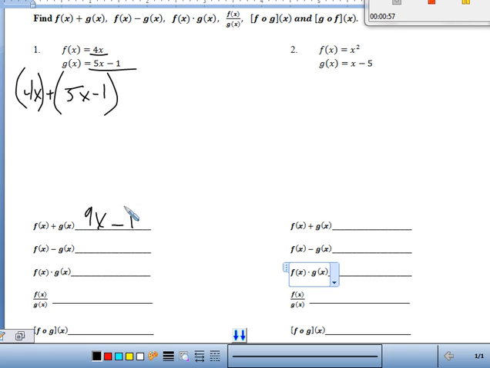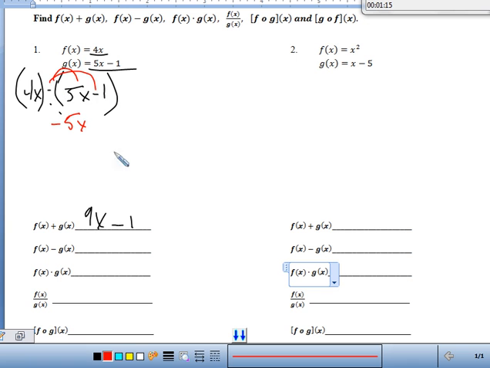I do the same thing when I'm subtracting these two, but I'm going to take this, I'm going to replace it with a subtraction symbol. So now I have 4x minus 5x, and I can break down these parentheses, so I have a minus 5x, and then a minus negative 1, which is a plus 1. So I have 4x minus 5x, which is going to be a negative x, and 4x plus 1.